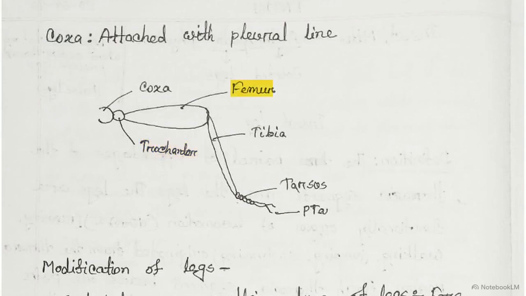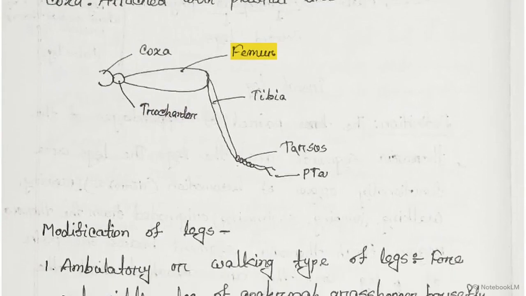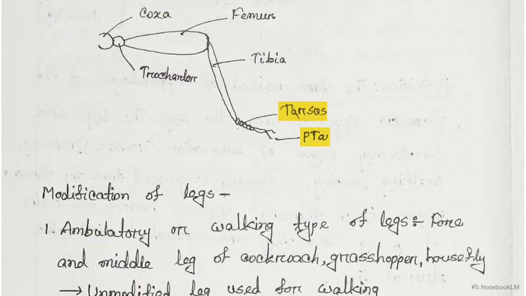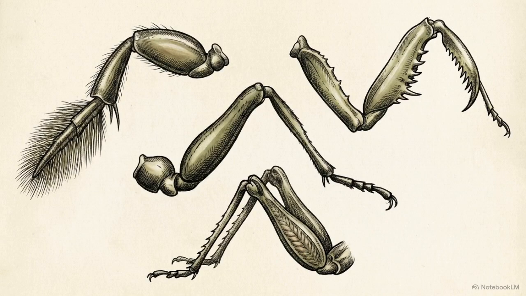Next are the primary extensions, the FE, or femur, the largest and most heavily muscled segment, followed by the slender TI, the tibia. Finally, we have the terminal segments, the TA, or tarsus, with multiple small joints, and the pretarsus. Every highly specialized leg you encounter in entomology is simply a structural modification of this exact 6-part blueprint.